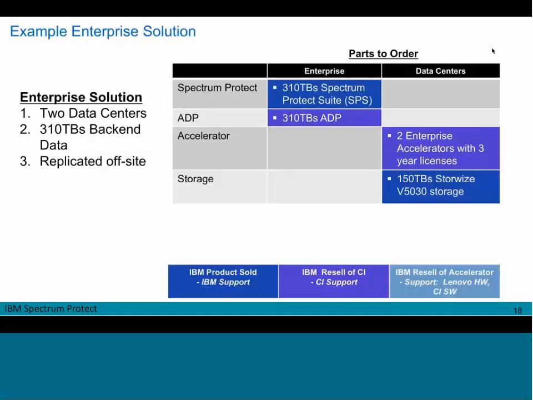Here's a couple of customer examples. Very simple, 2 data centers. There's 310 terabytes of back-end data in Spectrum Protect, and they wanted the solution to be able to transition from tape to replication between primary and secondary locations.